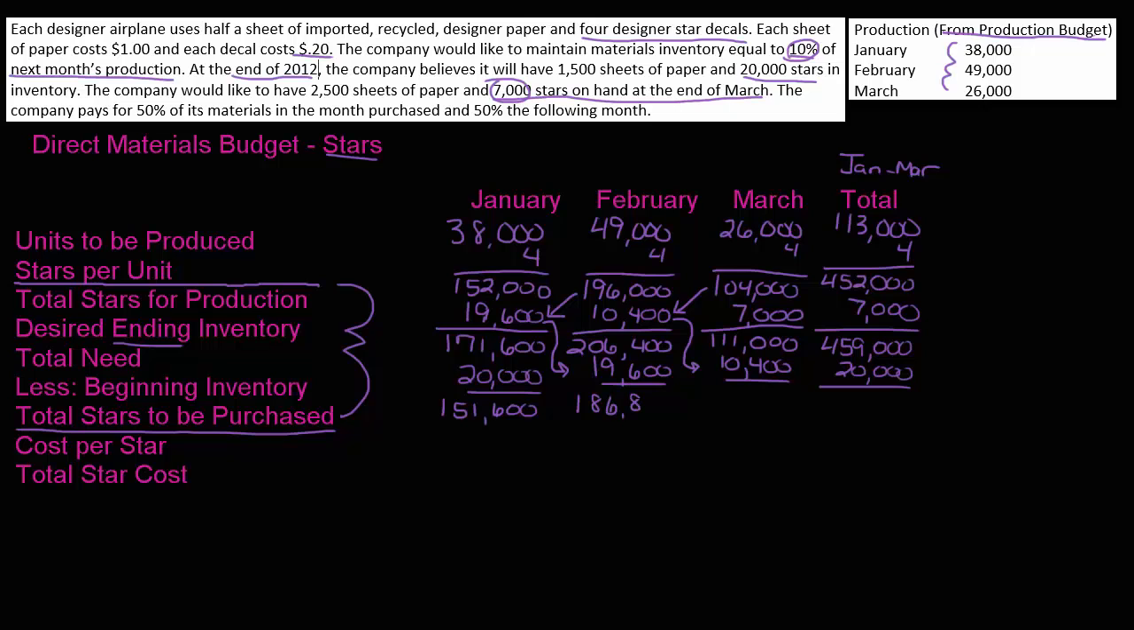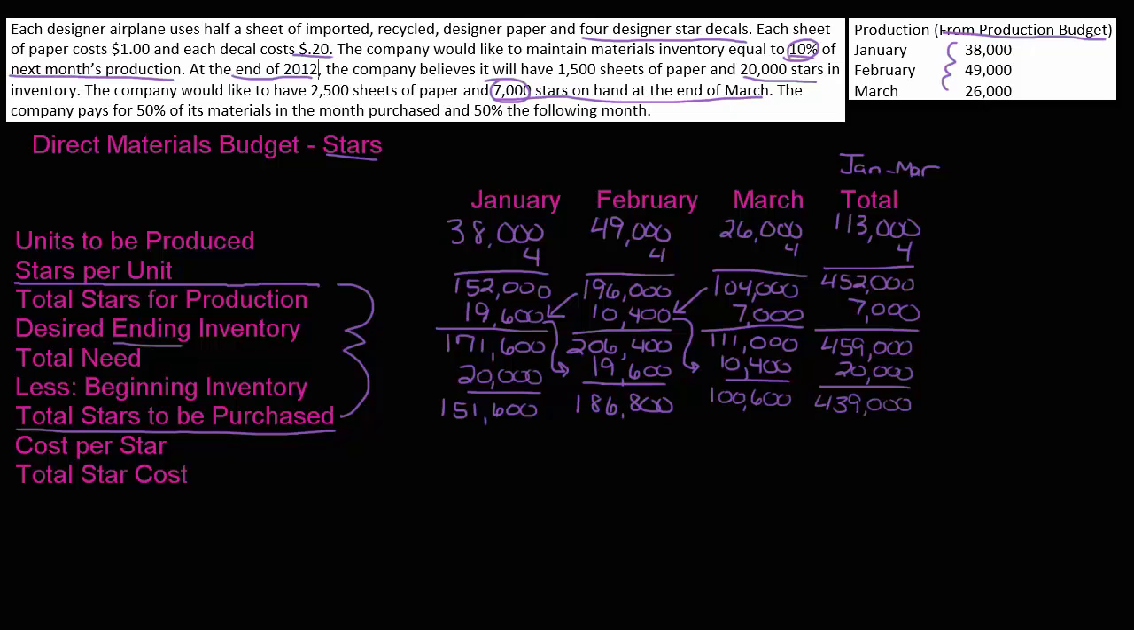Let's see, as I'm trying to write down my numbers and talk at the same time. Okay, so if you think, I need enough stars for production, plus I want some left over, right? So add those together. But if I have some in inventory, that's fewer I need to buy, right? So whatever I have in inventory, I subtract that to figure out what I need to buy. Okay, so I'm going to take 111 minus 10,4, that's 100,600. And then 459,000 minus 20,000 is 439,000.